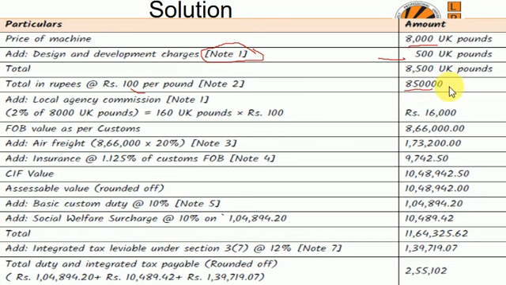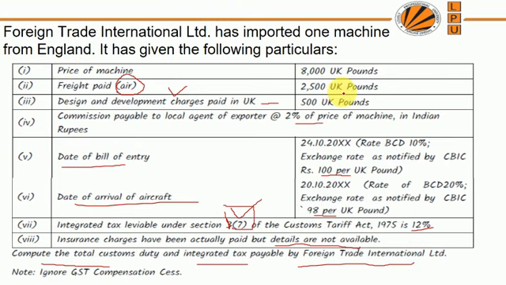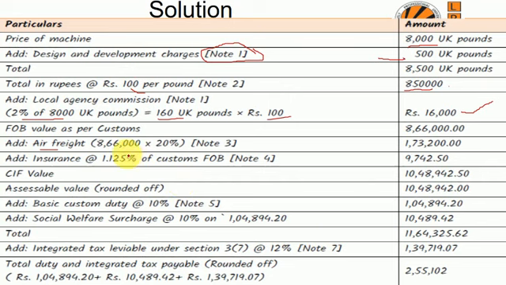So we now have the value 8,50,000. Now add local agency commission, 2% of 8,000 UK pound, which is 160 UK pound, multiplied by 100, we get 16,000 rupees. Now FOB value as per customs comes to 8,66,000 rupees. Now air freight has to be added. So we will calculate both values. Air freight given in the question is 2,500 UK pound, whereas 20% of FOB value, which is this 8,66,000.